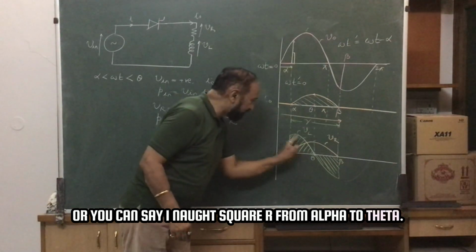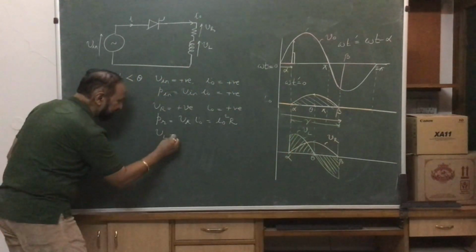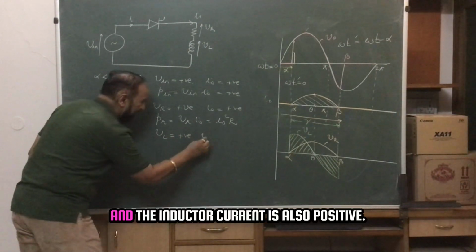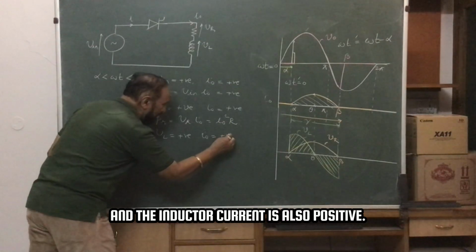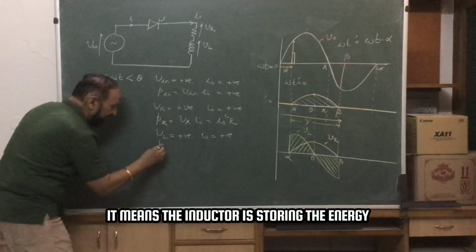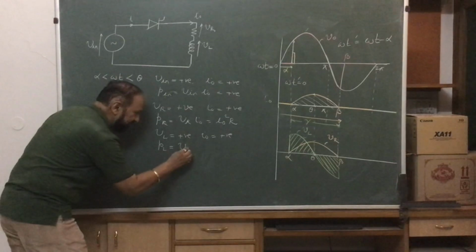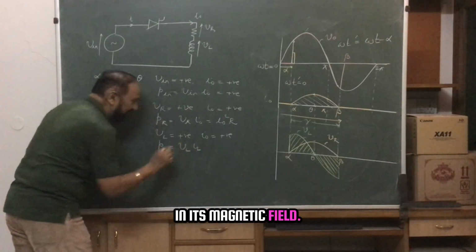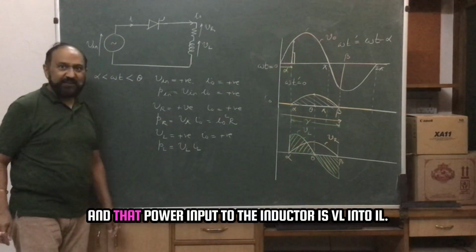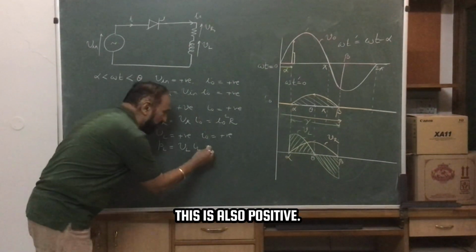From alpha to theta, inductor voltage is also positive and the inductor current is also positive. It means the inductor is storing the energy in its magnetic field, and that power input to the inductor is VL into IL. This is also positive.